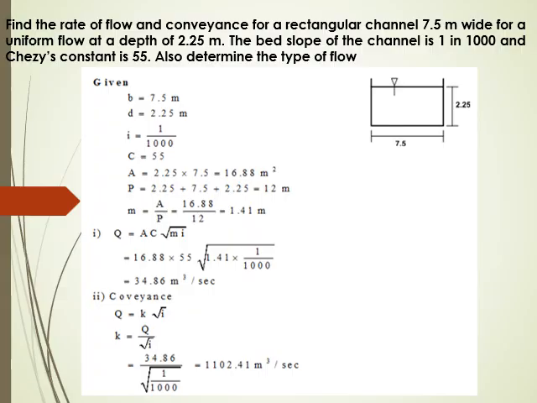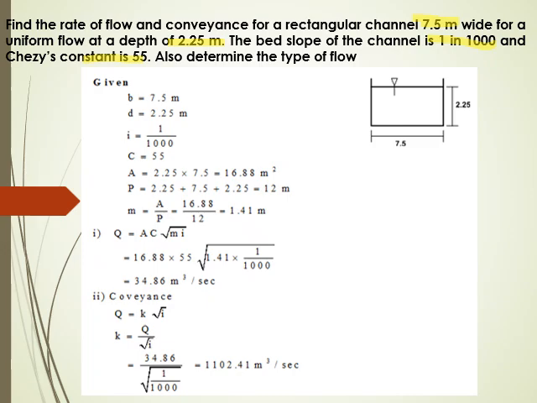Here for the rectangular channel, the width is given as 7.5. The uniform flow depth of 2.25 meters is given. The bed slope is given as 1 in 1000, and also Chezy's constant is given as 55. So with respect to all this given data, we should calculate the rate of flow, that is discharge, and the conveyance factor, that is K. With respect to the values of discharge and conveyance factor, we should find out the type of flow, whether it is critical, subcritical or supercritical.